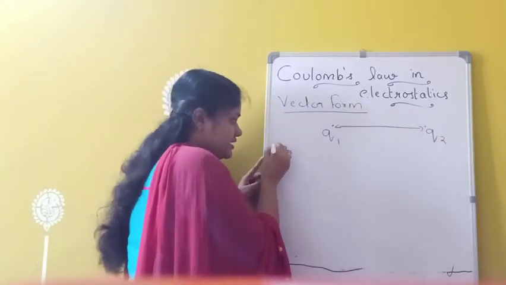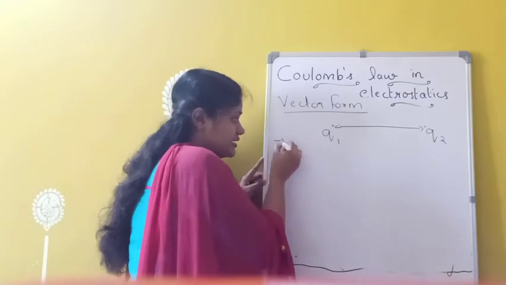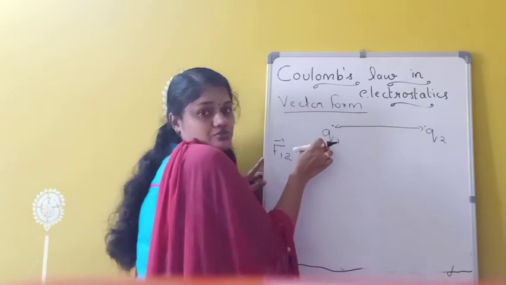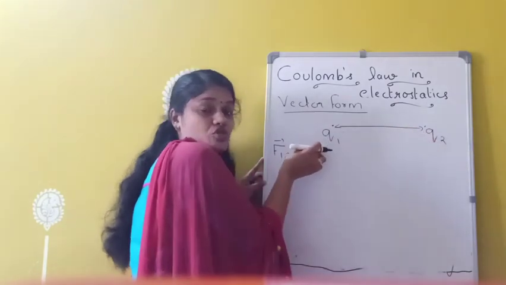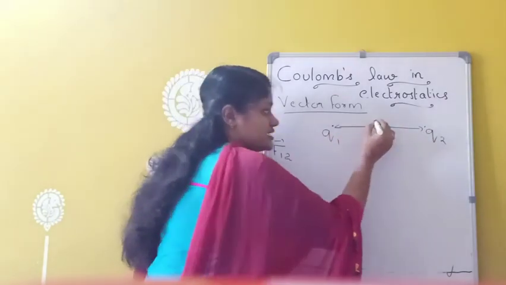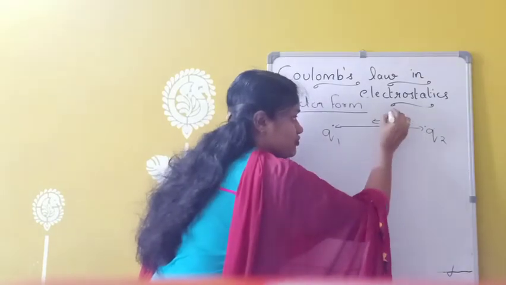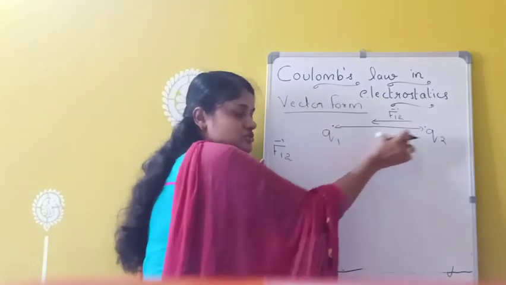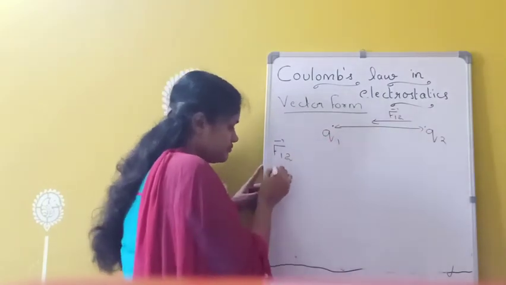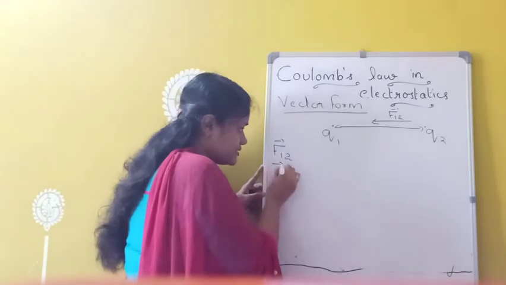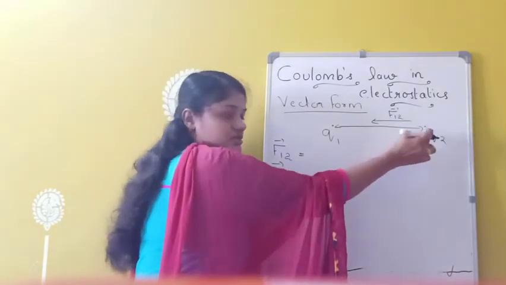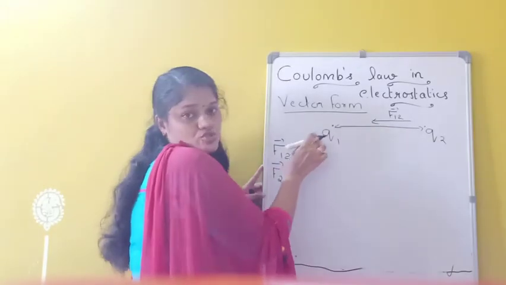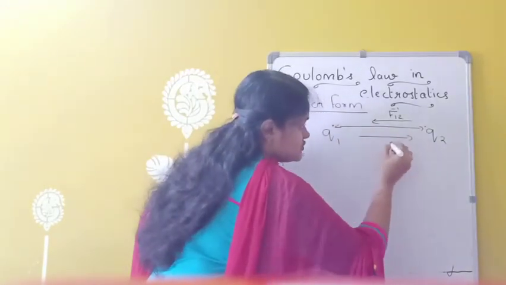First of all, I am taking F12. That is the force exerted on charge Q1 due to Q2. That means Q2 is exerting a force on Q1. That is taken as F12. The direction may be like this. F12, the force exerted on Q1 due to Q2. Similarly, F21 means the force exerted on charge Q2 due to Q1, in this direction. So F21.